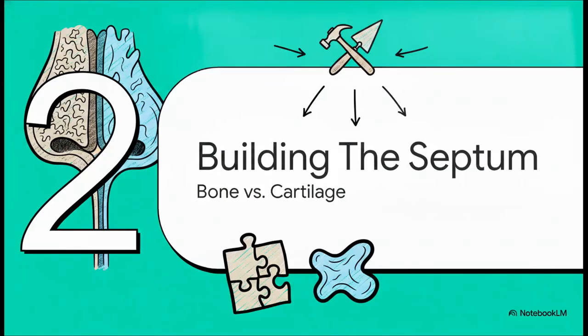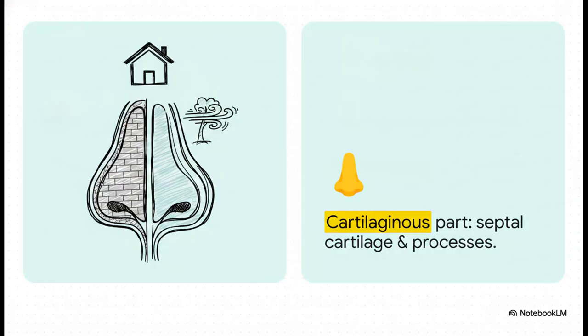Moving on to Section 2. Building the septum. All right, let's do a little architectural breakdown here. Think of your nasal septum kind of like a house. The back of the wall is rigid, acting a lot like solid drywall. This is the bony part, made up of the perpendicular plate of the ethmoid bone up top and the vomer bone down below. But the front of the house needs to weather the storm, right? So it's made of flexible building materials, which is the cartilaginous part. This includes the septal cartilage anteriorly and the septal processes. It's really this perfect biological blend of stability and flexibility.